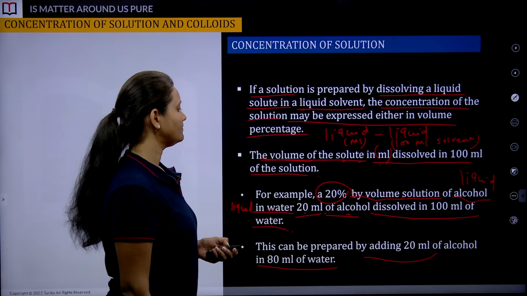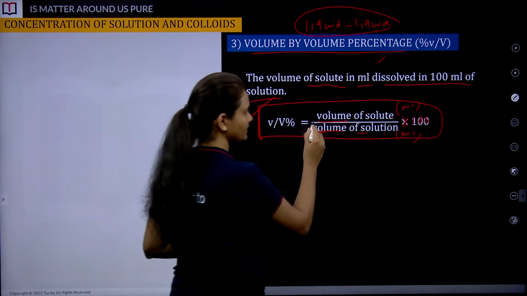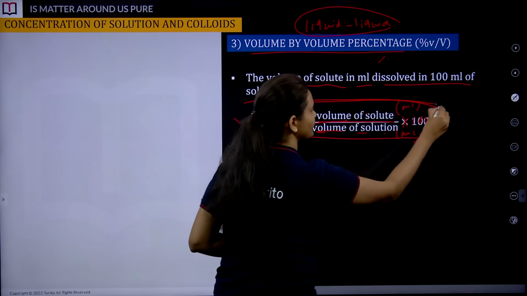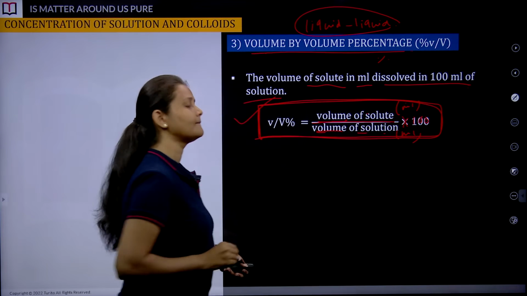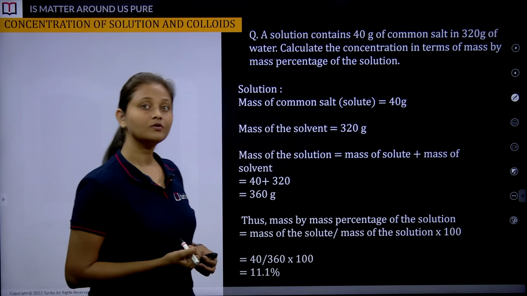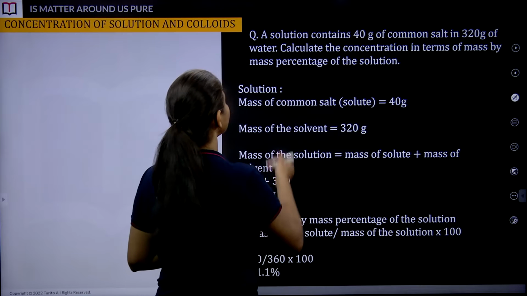Then what do we have? Next to this, the third, liquid in liquid: volume of solute divided by volume of solution into 100. Alright. So let's move ahead and try to solve some questions based on these formulas. Your question number 1 is what?